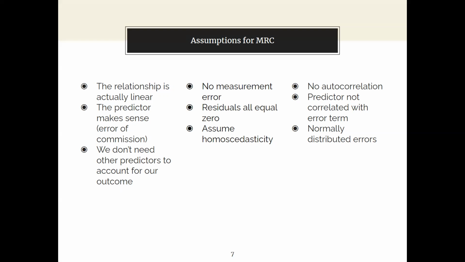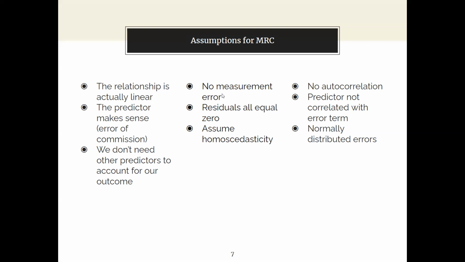We can also assume that we don't need other predictors to account for our outcome. We're not leaving anything out. This would be called an error of omission. And we can also assume that there would be no measurement error. We're assuming that we are measuring everything just like we say we are. We're saying that our tools are good and we know how to use them accurately. These are all things that are kind of built into our overall study design, so these are things that we can check off right away.